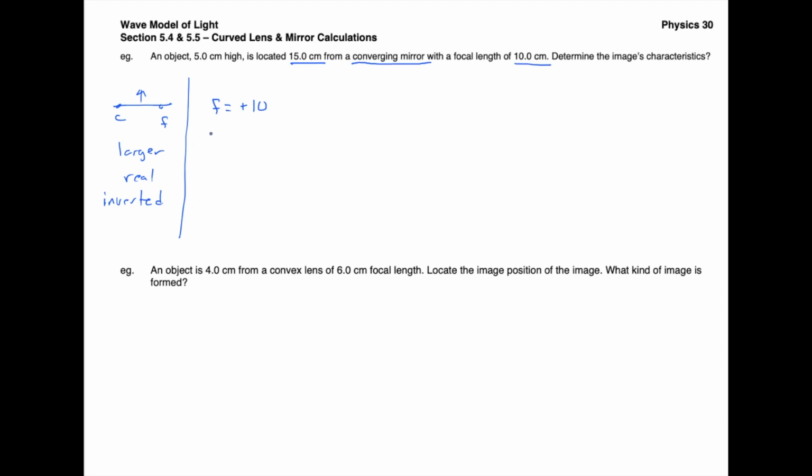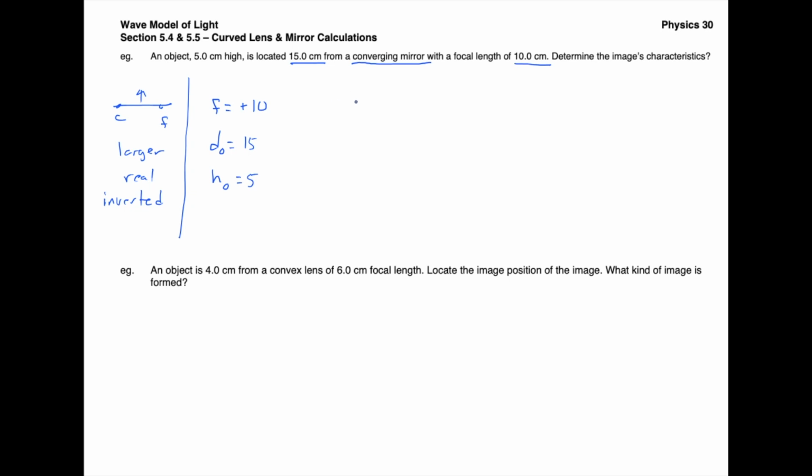And just make sure all your distances are in the same units. So we're 15 centimeters away. Now it's the object distance, so DO is going to be 15, and object distances are always positive. And the height of the object, again, is also always going to be positive, so it's just going to be 5. Now what we're looking for is both the DI and the HI, the distance away from the mirror, and also the height of that image.